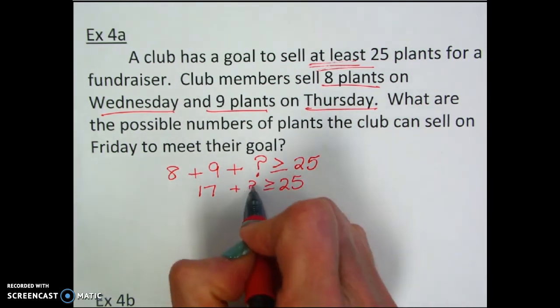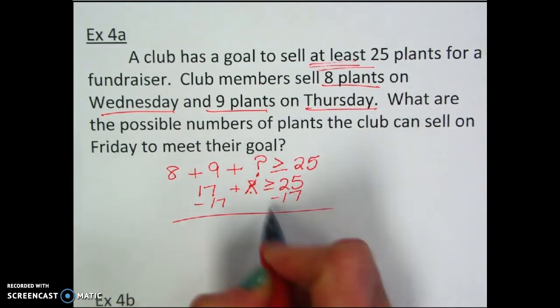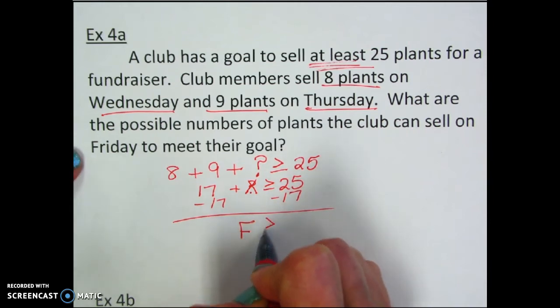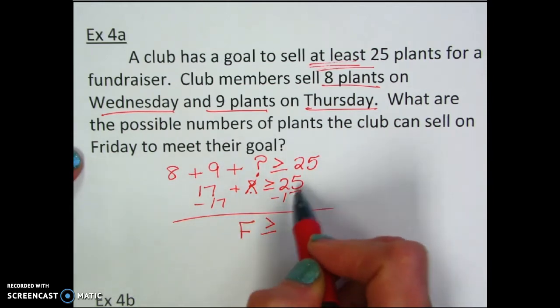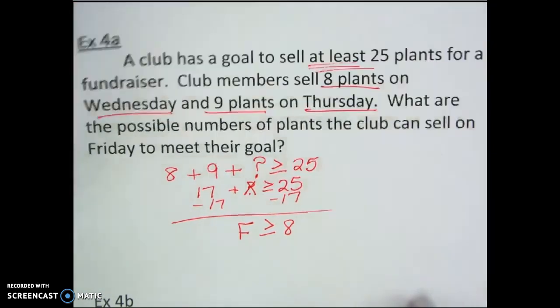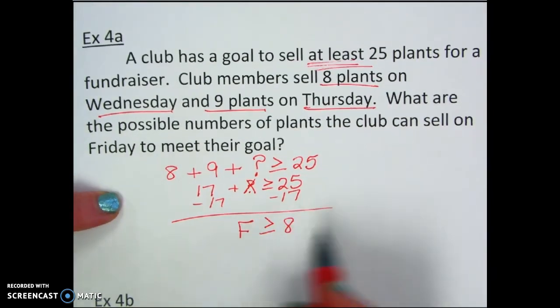I guess mathematically, if you want to put an x or something in there, we're going to be subtracting 17 from the 25. We need to sell on Friday greater than or equal to 8 plants. We wouldn't just say we want to sell 8 plants because we could sell more than that and still make our goal. Just because we have a goal, we don't want to stop at that goal. If we have time to sell more, we'll sell more. So Friday we have to sell greater than or equal to 8 plants.